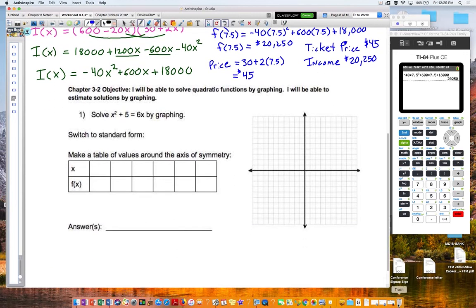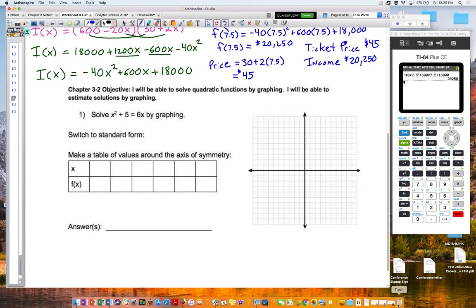All right. Continuing on here. Love the bells. So that took care of 3.1. For 3.2, we'll just do this one and we'll continue the next on the next video. It says you'll be able to solve quadratic functions by graphing. You'll be able to estimate solutions also by graphing.